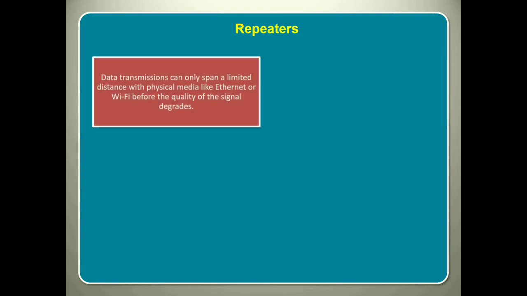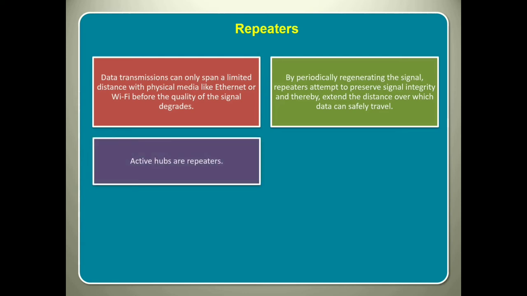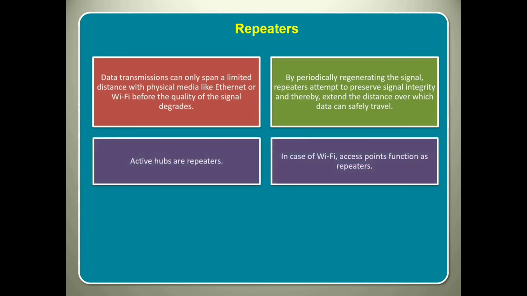Data transmissions can only span a limited distance with physical media like Ethernet or Wi-Fi before the quality of the signal degrades. By periodically regenerating the signal, repeaters attempt to preserve signal integrity and thereby extend the distance over which data can safely travel. For example, active hubs are repeaters. In case of Wi-Fi, access points function as repeaters.